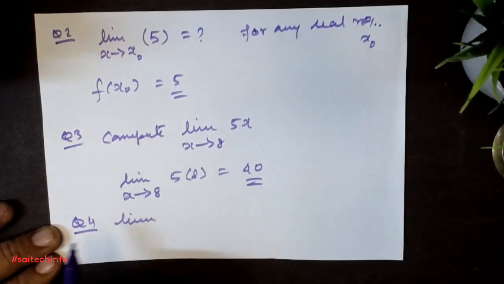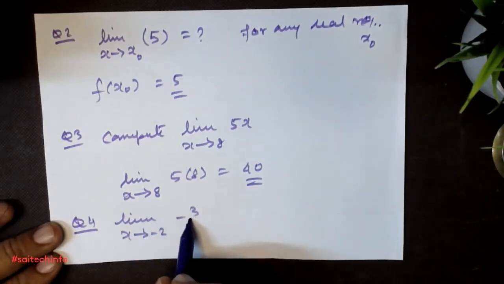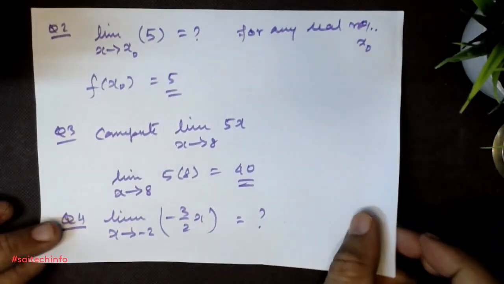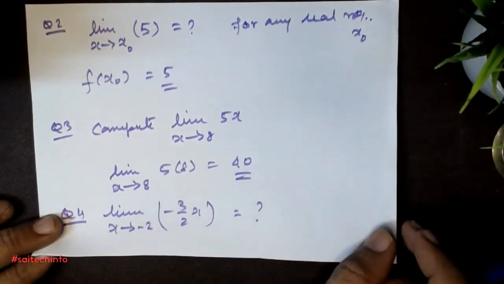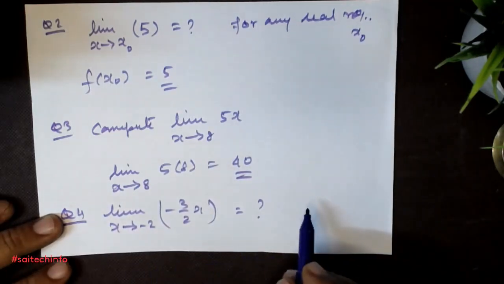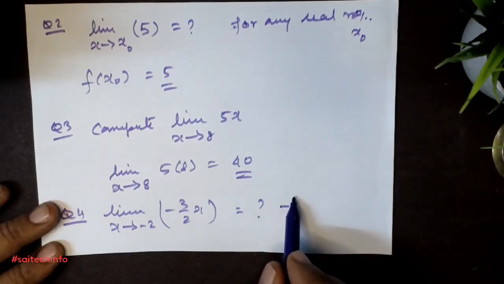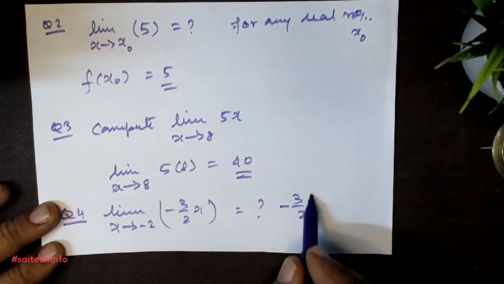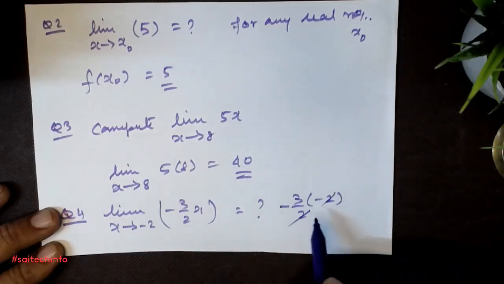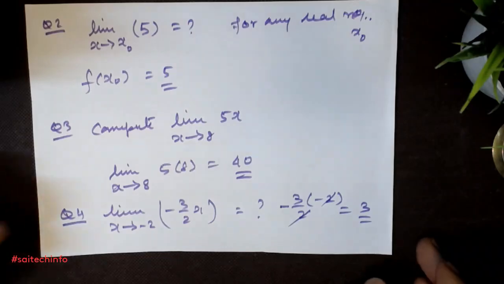Limit x approaches minus 2 of minus 3 by 2 of x. So put the value minus 2 in place of x. Minus 3 by 2 into minus 2. So that is equal to minus of minus, plus 3. So 3 is the answer. Next question.